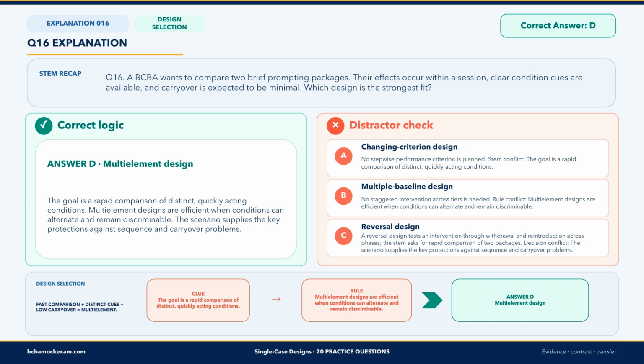Look closely at the first remaining choice. Changing-criterion design. No stepwise performance criterion is planned. Shift attention to another alternative. Multiple baseline design. No staggered intervention across tiers is needed. Give the final choice one last comparison. Reversal design. A reversal design tests an intervention through withdrawal and reintroduction across phases. The stem asks for rapid comparison of two packages. Fast comparison plus distinct cues plus low carryover means multi-element.